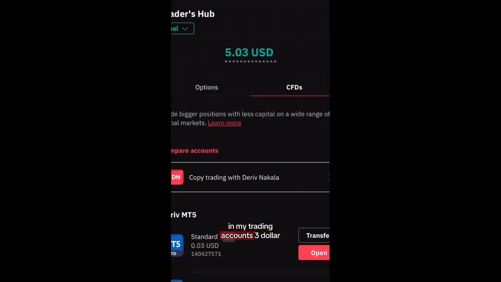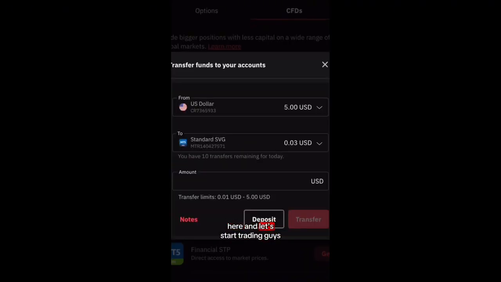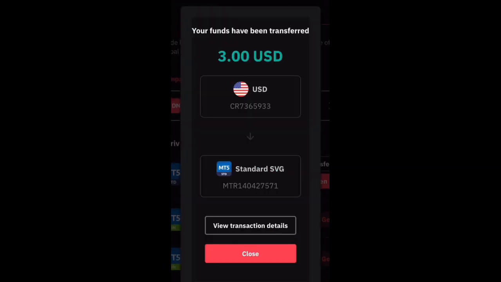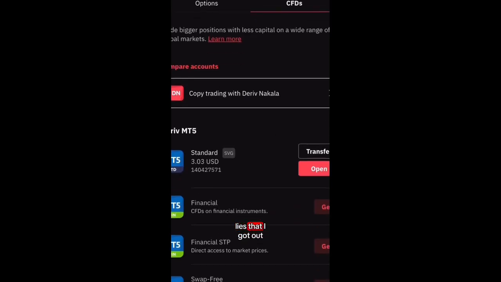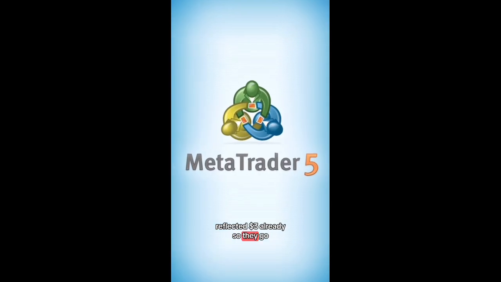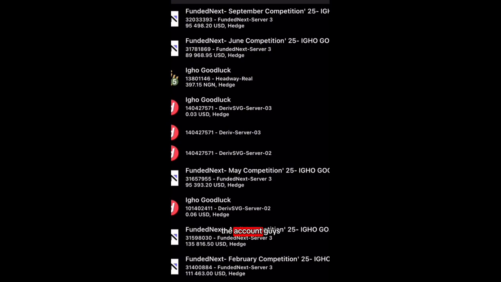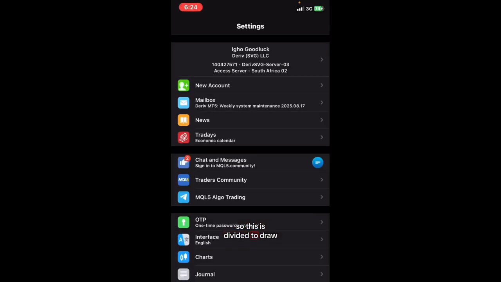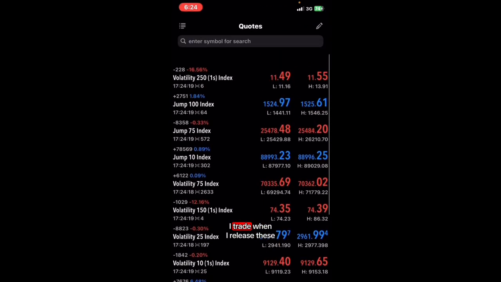So guys, this was how I funded the live trading account. I decided to send just $3 first into my trading account. As you can see, $3, then transfer. See, your fund has been transferred. $3 has been sent into my standard account, SVG. Let's go to MetaTrader 5, open and log into the account. Once logged in, voila, this is the account, guys. $3, you can see. So all you have to do now is get ready to trade.